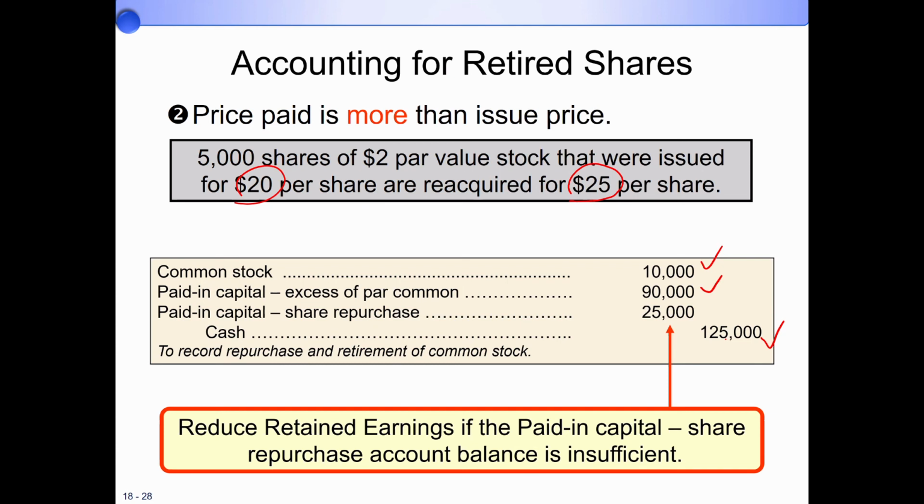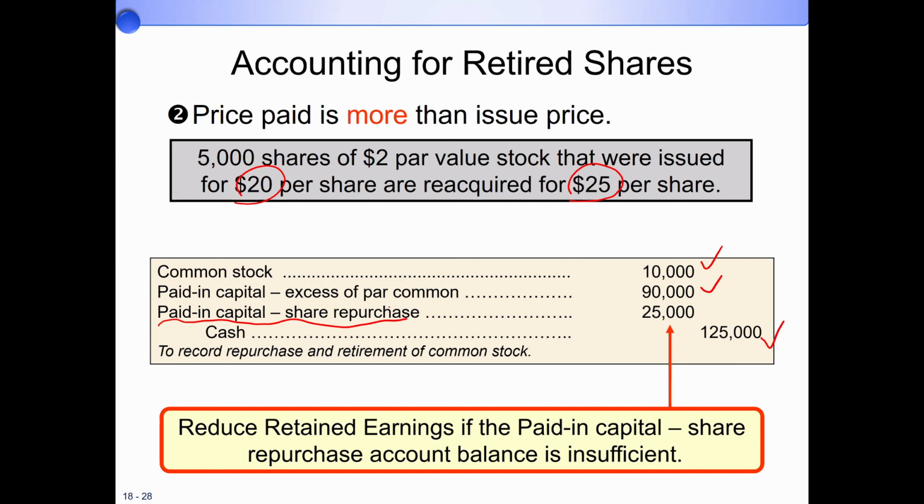Originally, when we issued those shares, we received $100,000. Now we have to spend 125 to purchase back, so it seems like we have a loss, some kind of loss. But again, this is not a real loss. Because you're dealing with the owners, when you have a so-called loss, you decrease this special account, paid-in capital share repurchase, the one we just talked about. You decrease this account by $25,000.